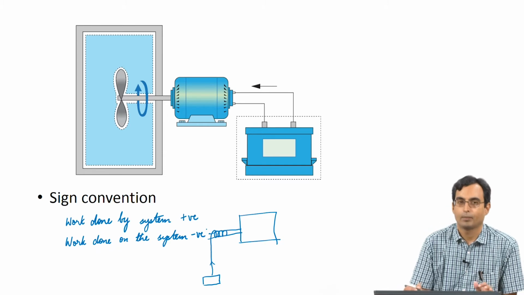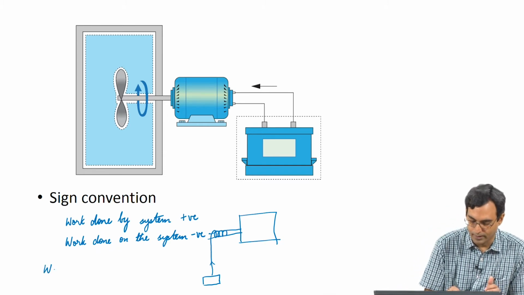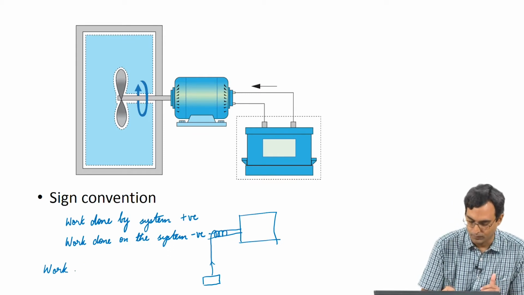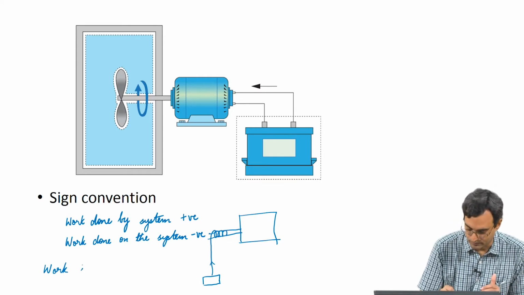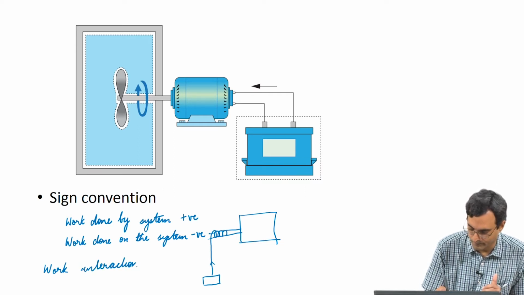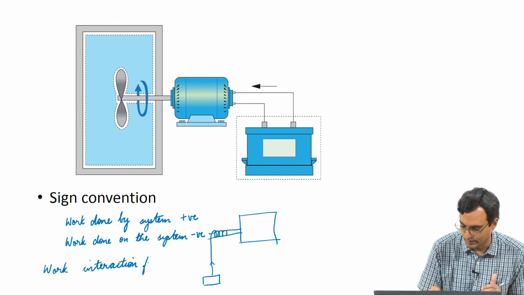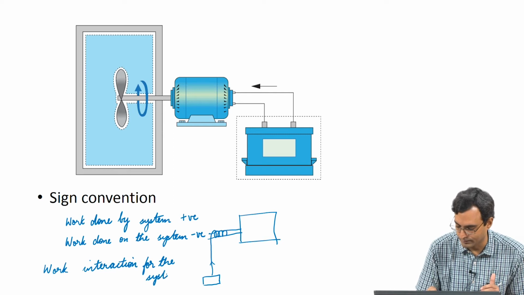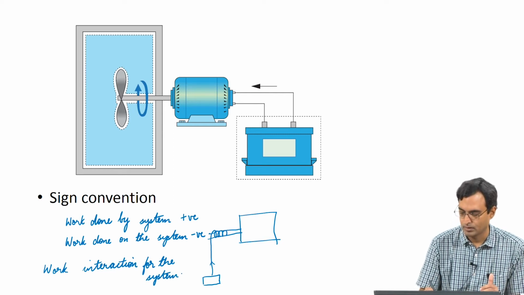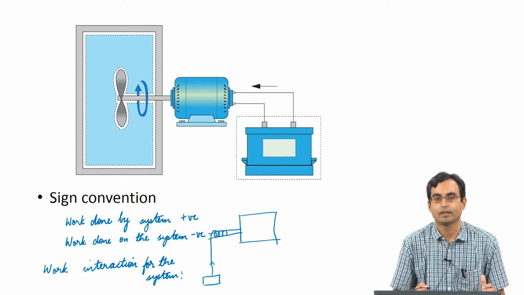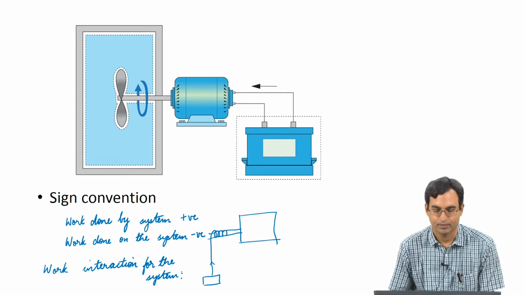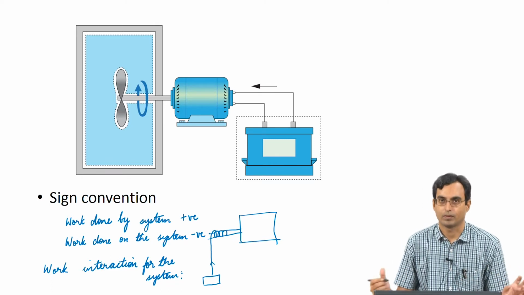So, more commonly what we would refer to is work interaction for the system. Instead of saying it is done by the system or on the system, we would say work interaction for the system, and depending on whether it is positive or negative, we know whether work is done on the system or by the system on its surroundings. So, this is the convention which we are going to follow in the rest of this course.